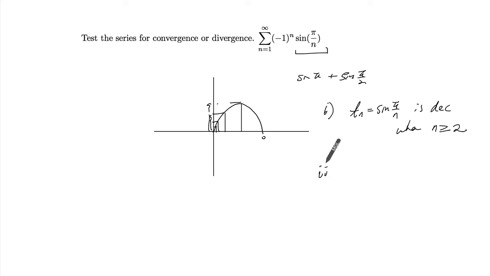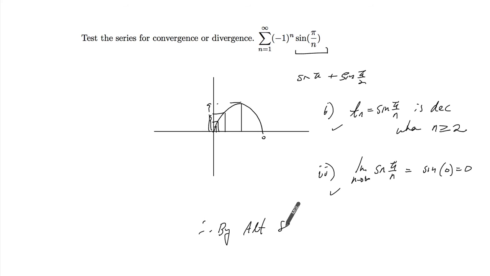And the second part is the limit of sine of pi over n. This is going to be sine of essentially 0, which is approaching 0. So it checks off both conditions. Therefore, by the alternating series test, it's converging.